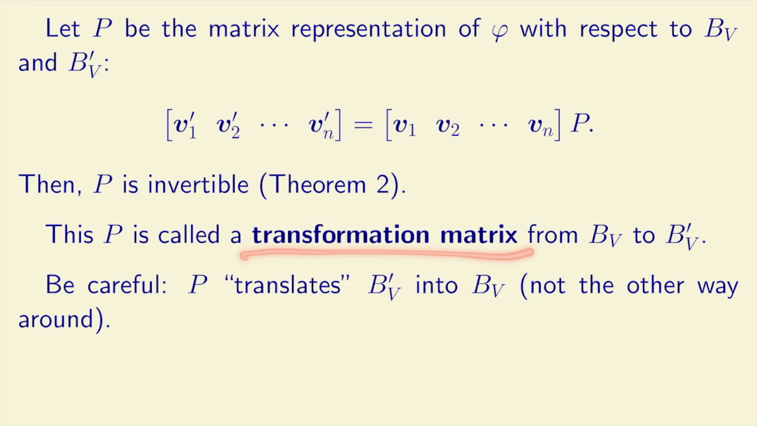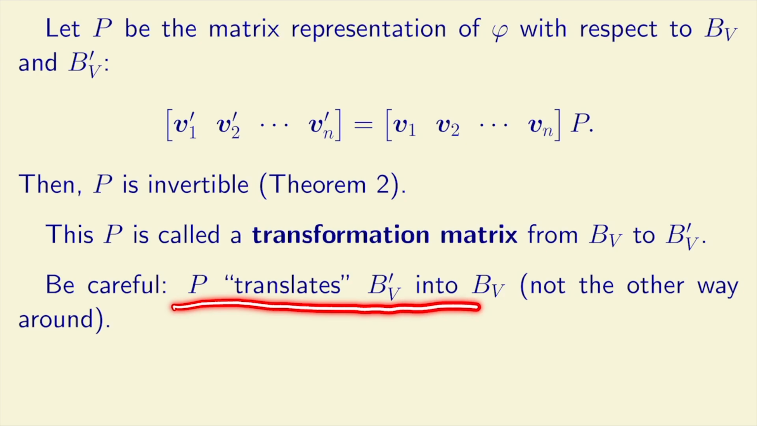The notes say to be careful. It says P "translates B'V into BV," but the equation shows the new basis on the left and the old basis on the right. Shouldn't P transform the old basis into the new one? That's confusing. Yeah, the wording is a little tricky.